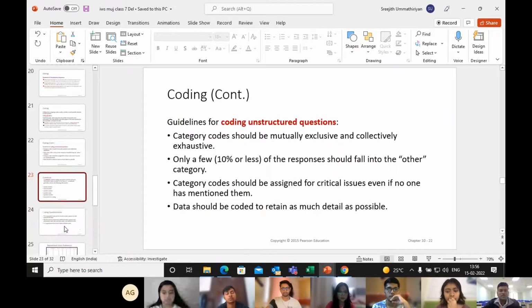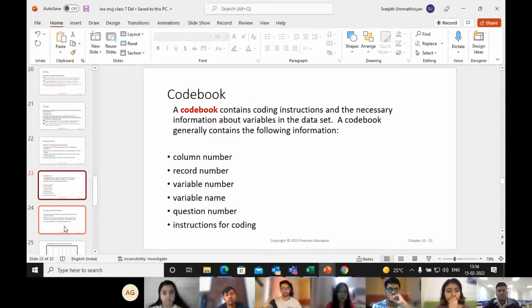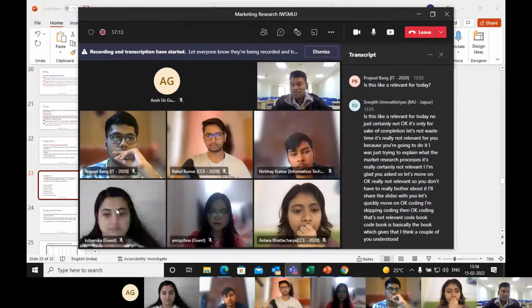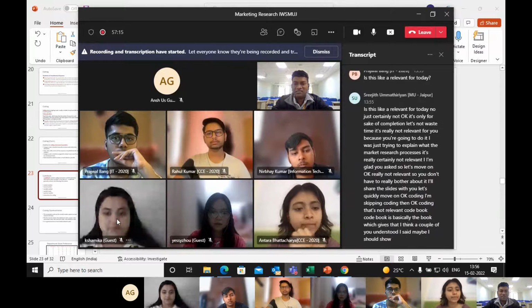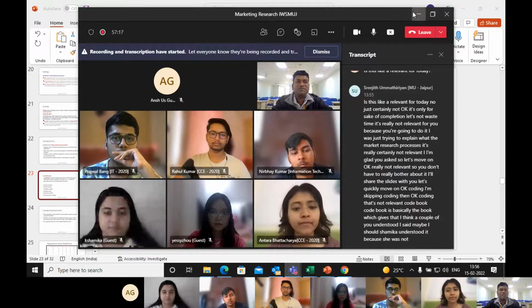Okay. Coding is not relevant. Code book is basically the book which gives that. I think a couple of you understood. I said maybe Shamika understood it because she was nodding. But anyway, I'm skipping that bit.